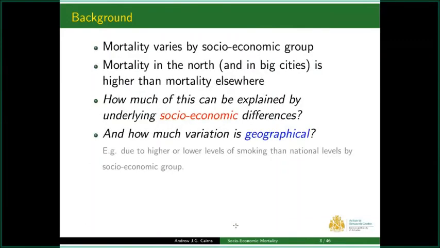So summarising that, we've got variation by socioeconomic group. We've also got mortality in the north being higher than mortality in the south. But we can also say that mortality tends to be higher in the big cities compared with outside of the cities. Now, the key questions here are how much of this can be explained by underlying socioeconomic differences, and how much variation is geographical in terms of what's left over, after you've factored in all of the socioeconomic variables. And if we see some geographical variation, then this might be due to things such as higher levels of smoking in one area than another part of the country, things of that sort, but things that we can't easily observe in our data sets.